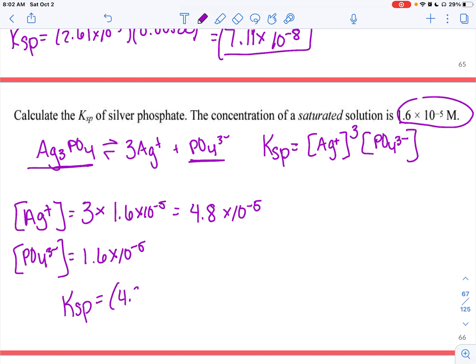And then you just plug them into your Ksp expression. We have 4.8 times 10 to the negative 5 to the third power. And then we multiply that by this, and we get 1.8 times 10 to the negative 18. You can see this Ksp is very small, negative 18. That just means not a lot of this is going to dissolve.